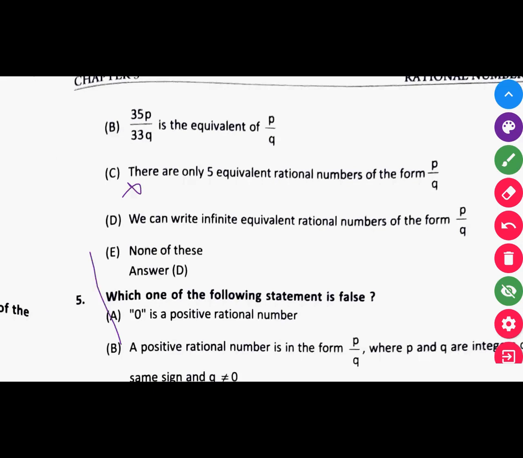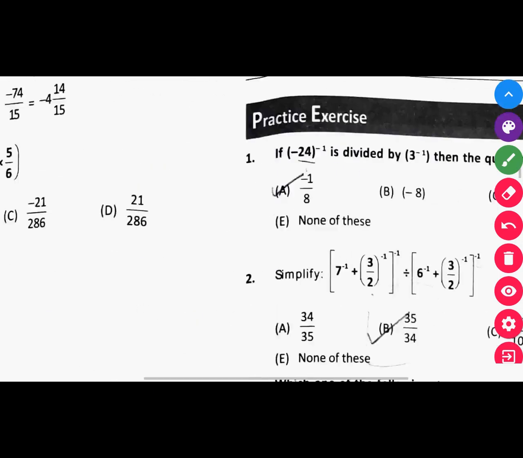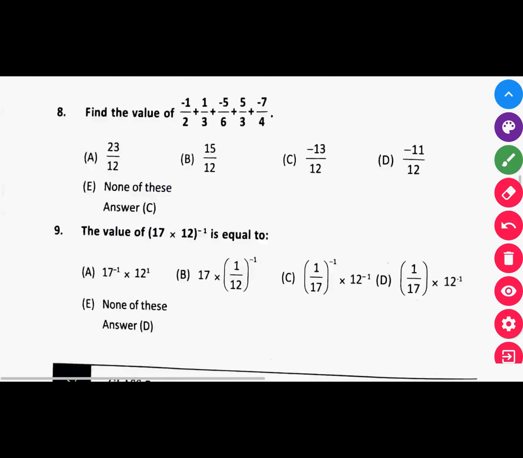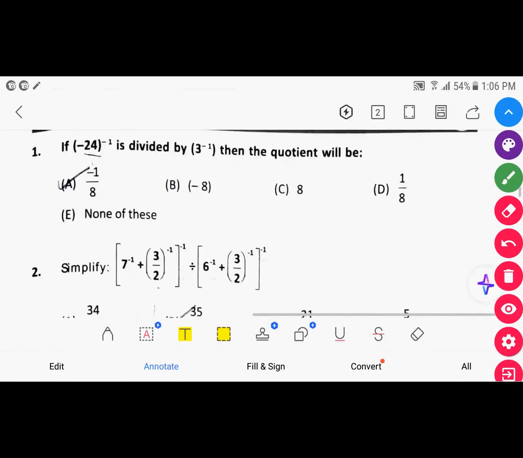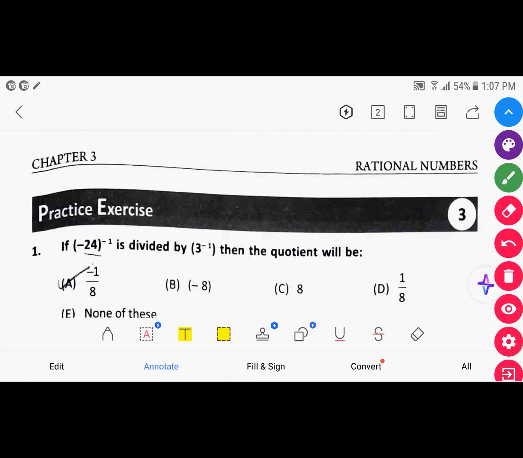So likewise you can go through the solved examples, and after you revise the topic by going through the solved examples, in the next class we'll move to the practice exercise. Okay, till then have a good day, we'll meet soon.